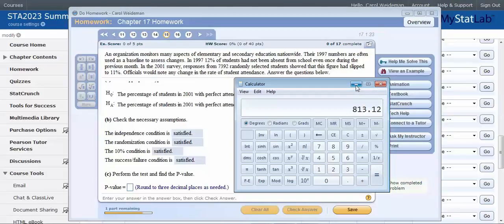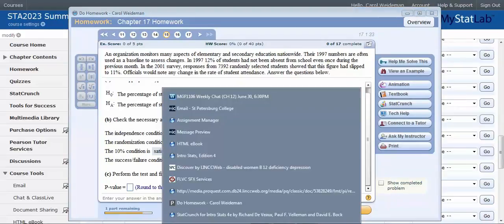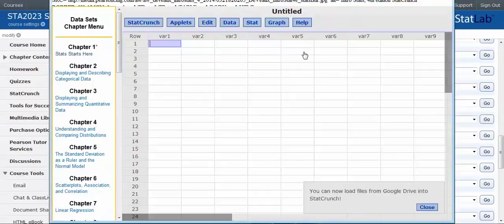I need that when I go to StatCrunch, because I'm going to use StatCrunch to work this. So my successes are 813, and my sample size is 7392, and I've got my hypotheses all set up. So let's go over to StatCrunch.